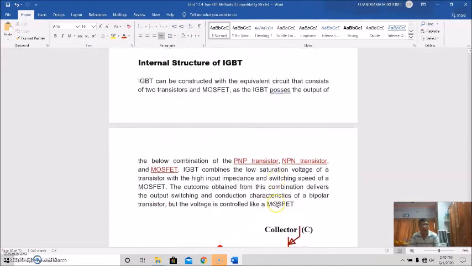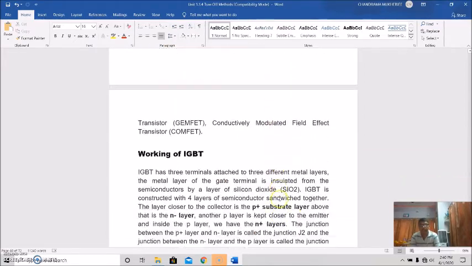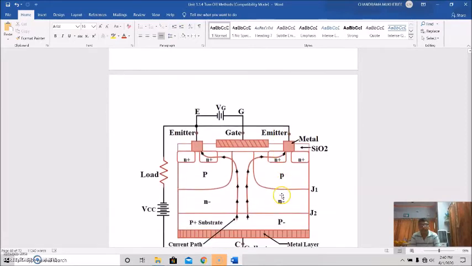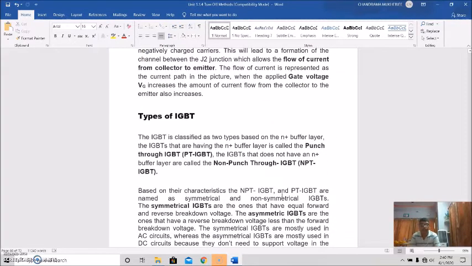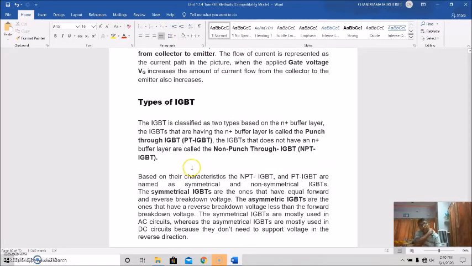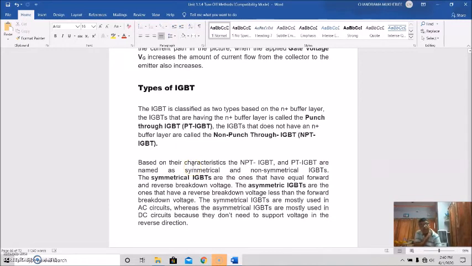Now, what are the types of IGBT? IGBTs may be classified into two types based on the N plus buffer layer. The IGBT that has the N plus buffer layer is called the punch through IGBT or PT IGBT. The IGBT that does not have any N plus buffer layer is called the non-punch through IGBT or NPT IGBT.